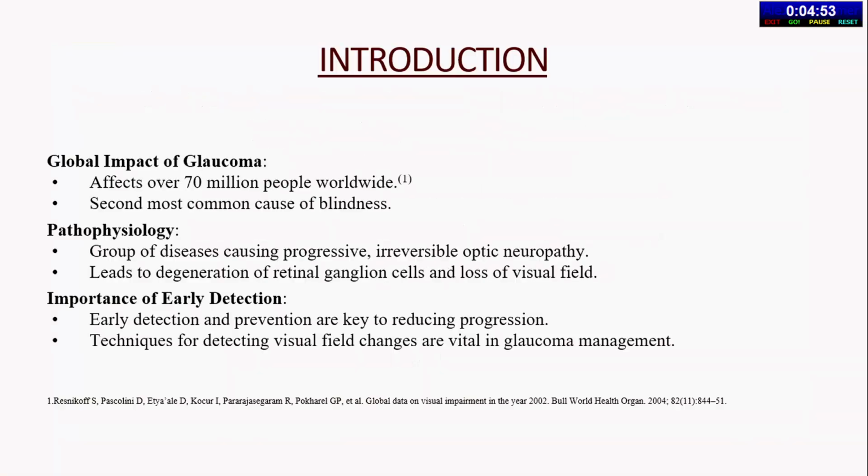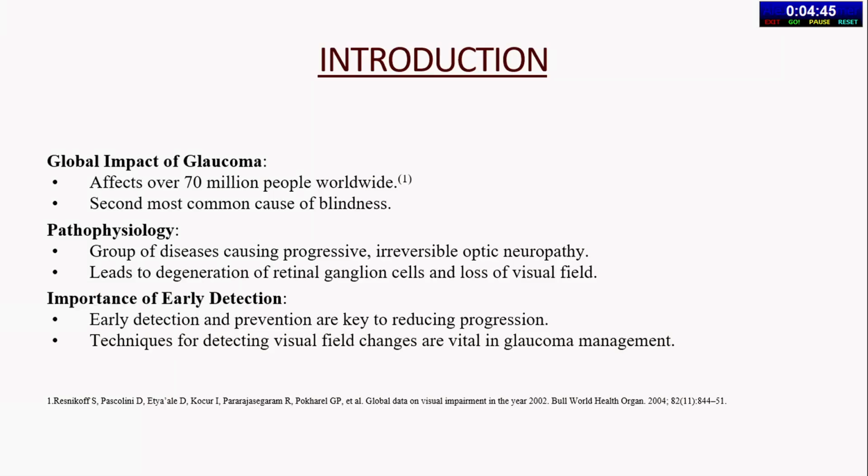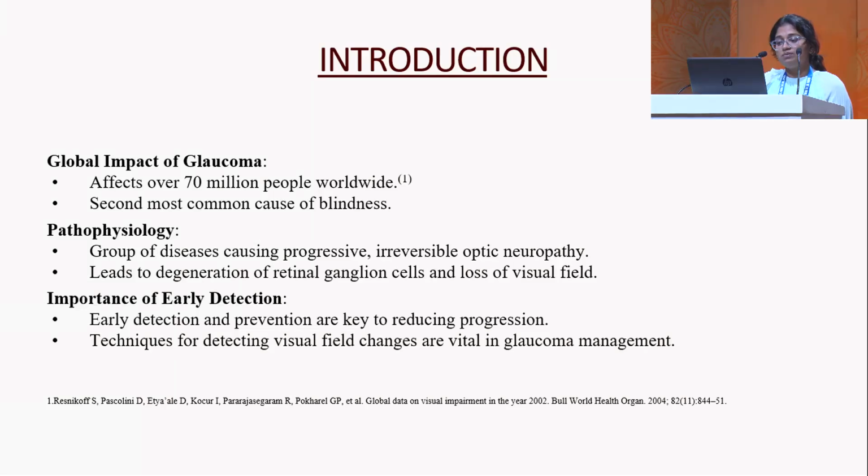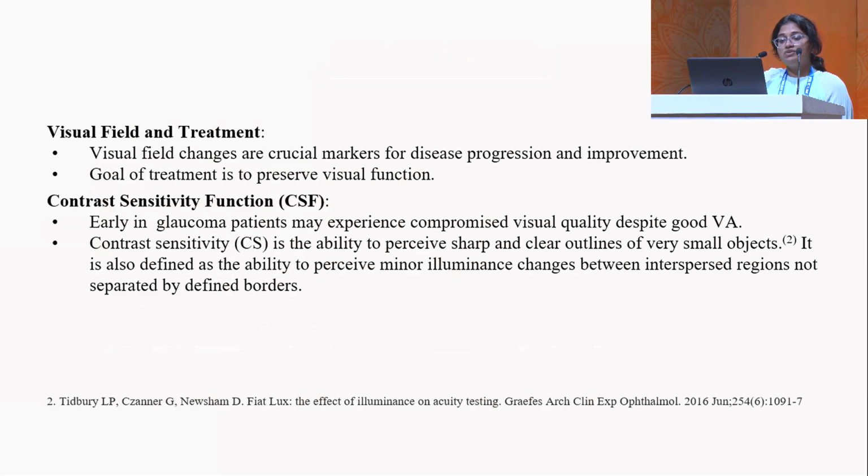Please go ahead. Okay. Good afternoon. My paper is on impact of contrast sensitivity on visual quality in different types and stages of glaucoma. Coming to the introduction, glaucoma affects over 70 million people worldwide, which is the second most common cause of blindness. It is a group of diseases causing progressive irreversible optic neuropathy and leads to degeneration of retinal ganglion cells and loss of the visual field. Early detection and prevention are key to reducing the progression, and the techniques for detecting visual field changes are vital in glaucoma management. Visual field changes are crucial markers for disease progression and improvement. The goal of the treatment is to preserve the visual function.